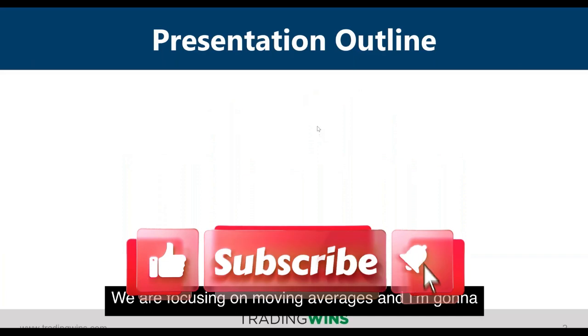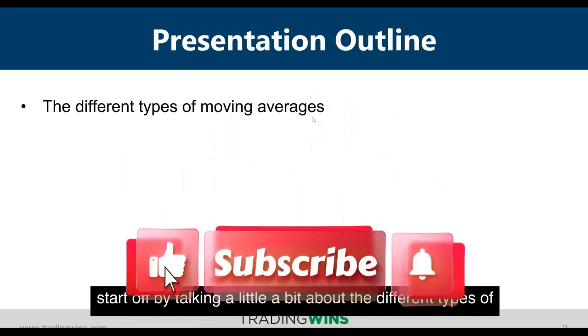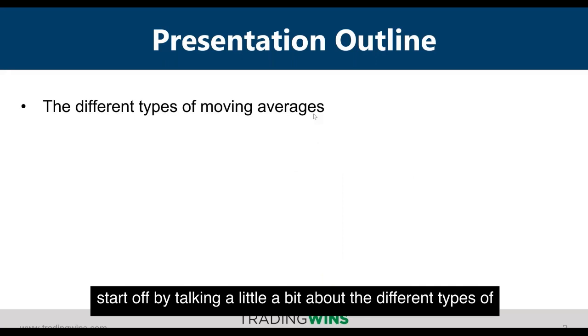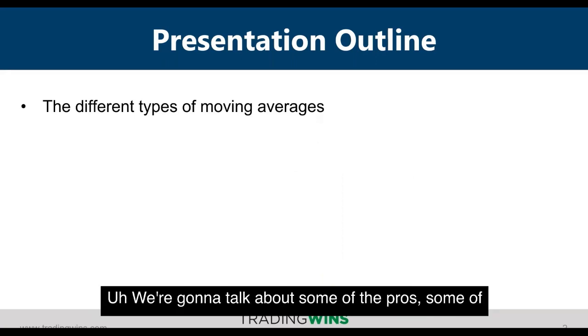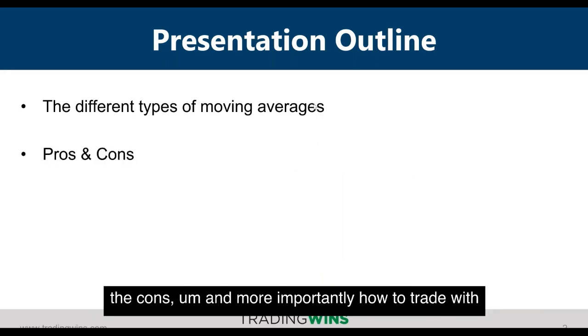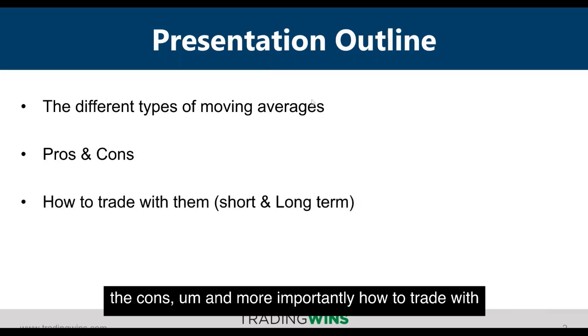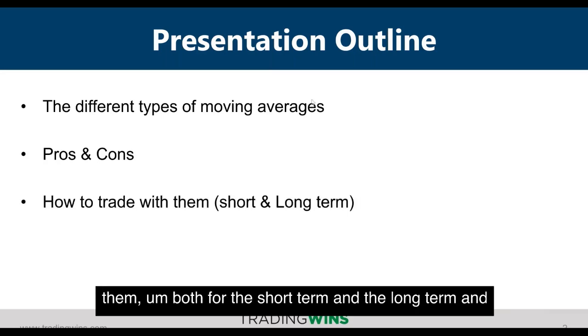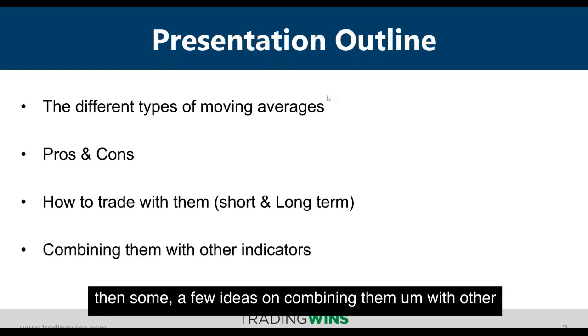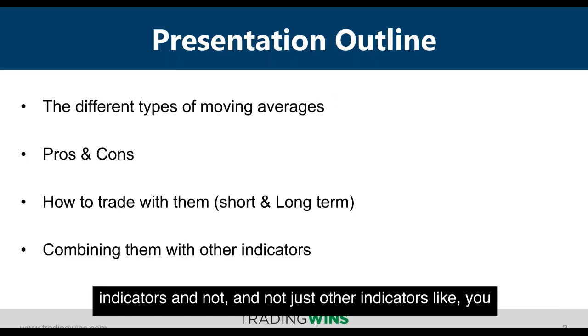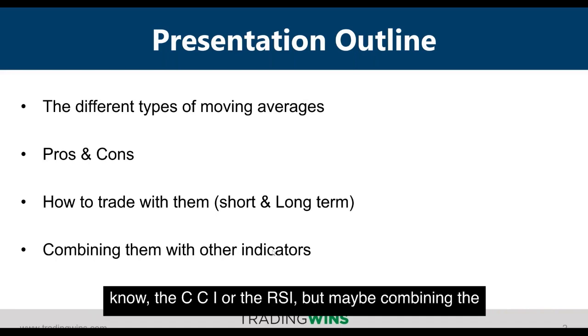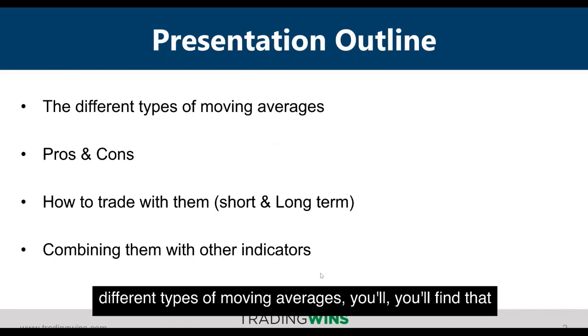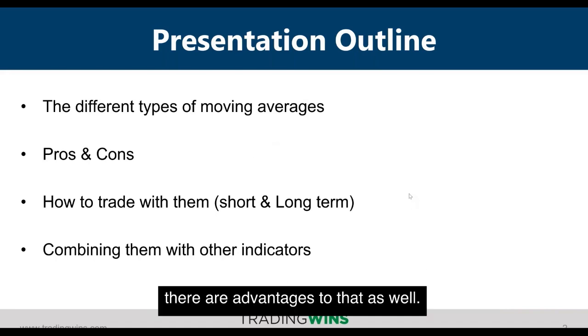Again, today we are focusing on moving averages, and I'm going to start off by talking a bit about the different types of moving averages that are out there. We're going to talk about some of the pros, some of the cons, and more importantly, how to trade with them, both for the short term and the long term. And then a few ideas on combining them with other indicators, and not just other indicators like the CCI or the RSI, but maybe combining the different types of moving averages. You'll find that there are advantages to that as well.